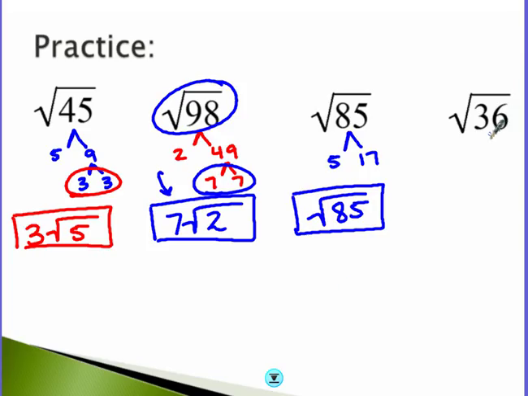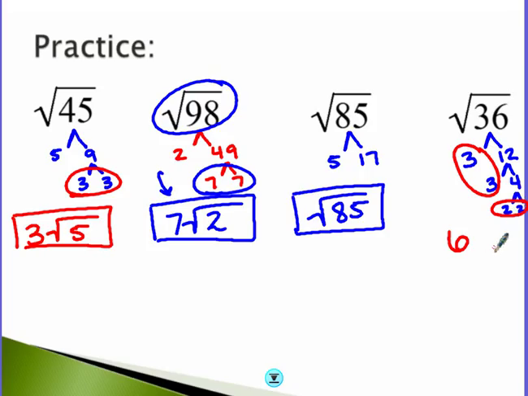Now, 36. Things that multiply into 36. Let's see. 3 times 12. And 12 breaks up into 3 and 4. And 4 breaks up into 2 and 2. Right? So 3 times 12. 12 breaks up into 3 and 4. 4 breaks up into 2 and 2. So I have buddies here. And I have buddies here. Good. And if I take out 3 times 2, that's 6. And then there's no one left on the inside. So I don't have to put square root of anything.